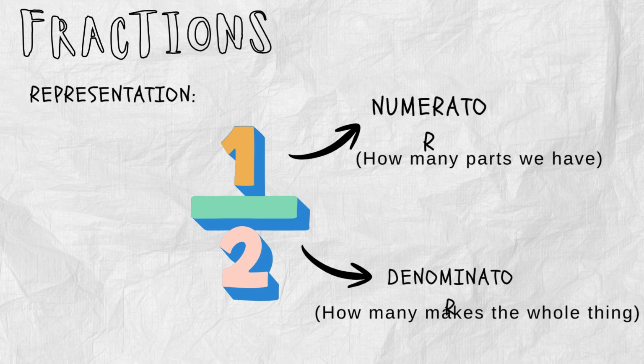It means that I have a figure. I have divided the figure into two equal parts. The denominator will be 2. If I take one equal part out of 2, the numerator will be 1.